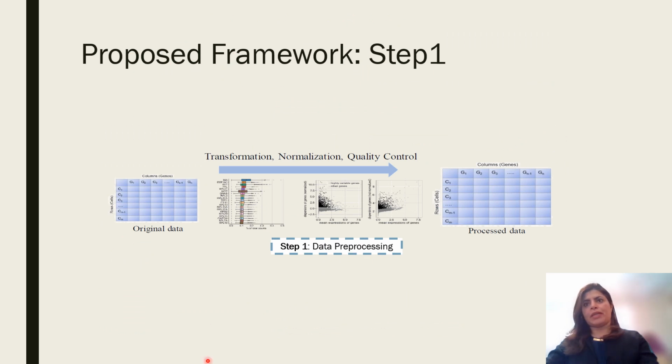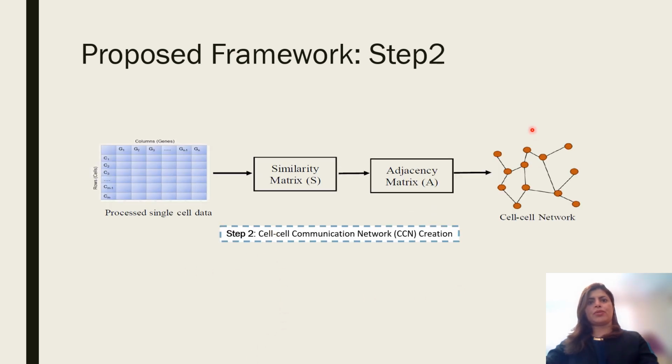The first step is data preprocessing, including basic filtering, normalizing, log transformation, and scaling, which we use as standard preprocessing steps for single-cell RNA-seq data. The next step is to create a cell-cell graph from the single-cell data. For this, we use the preprocessed single-cell data to create a similarity matrix S, and then we extract an adjacency matrix from the similarity matrix to extract the cell-cell graph.